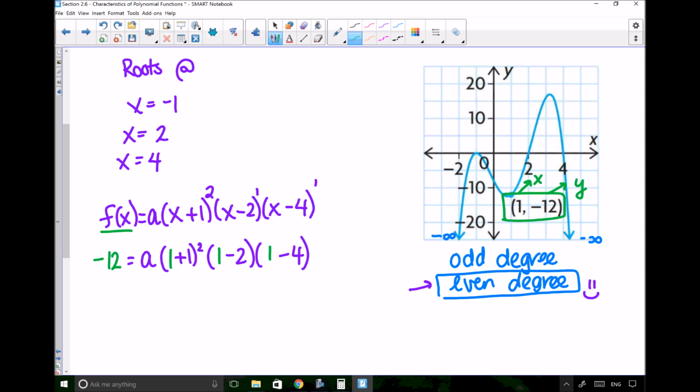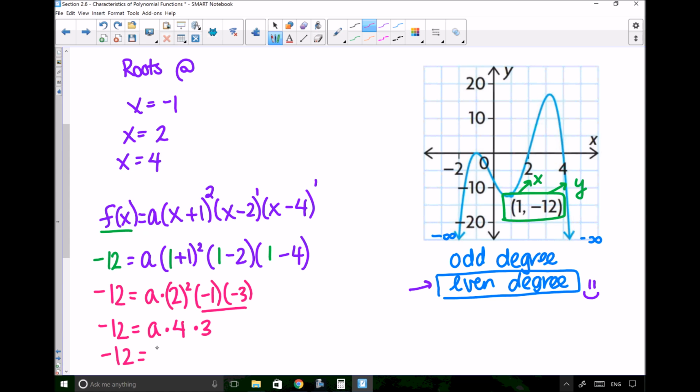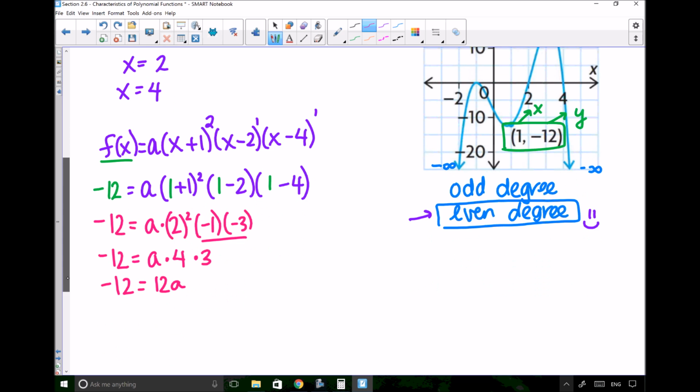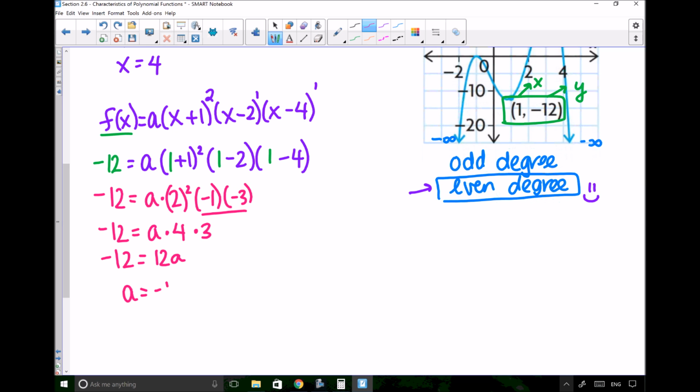Okay, so now let's go ahead and evaluate this and see what we end up getting. So we get negative 12 equals a times 2 squared times negative 1 times negative 3. So we get negative 12 equals a times 4 times, this turns out to be 3. So we get negative 12 equals 12a, right? Which means that a is equal to negative 1.